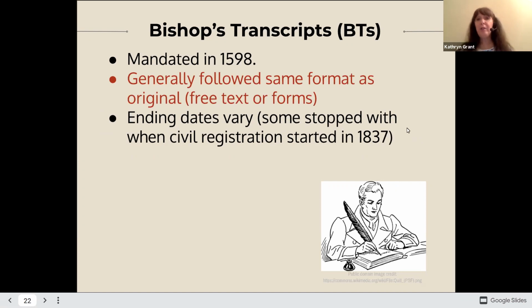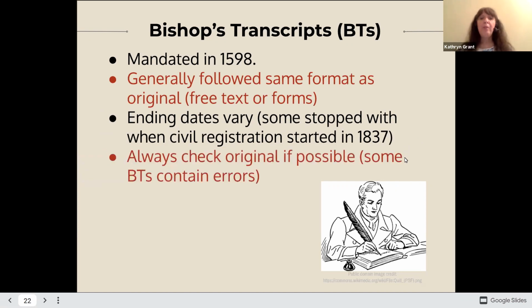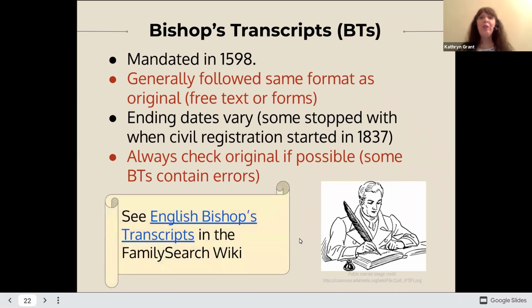Some of them actually stopped with the advent of civil registration because I'm guessing they figured that was the backup copy, but some of them went quite a bit longer than that. So you always want to check the original record if possible, because as happens with any type of copy, some bishops' transcripts contain errors. So if you'd like to learn more about bishops' transcripts, check out this article, English Bishops' Transcripts in the FamilySearch Wiki.